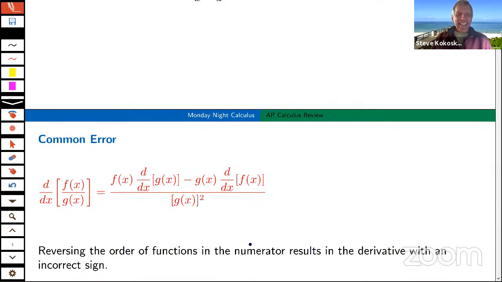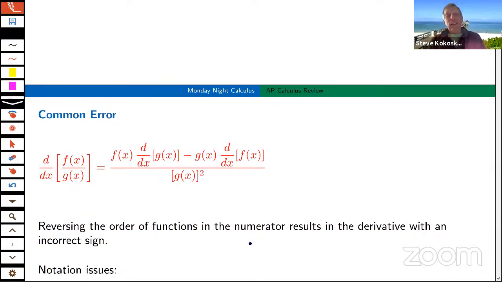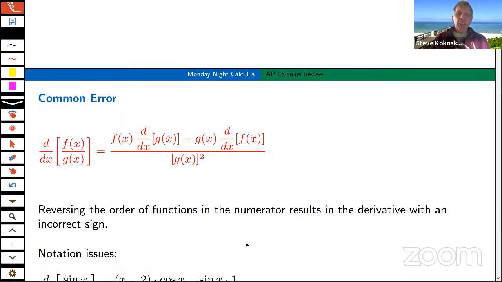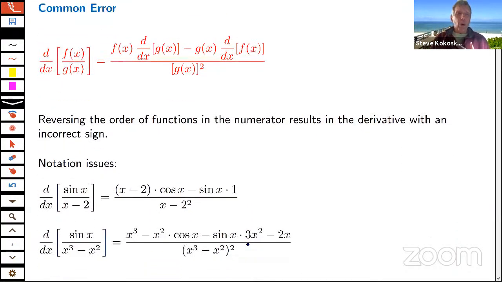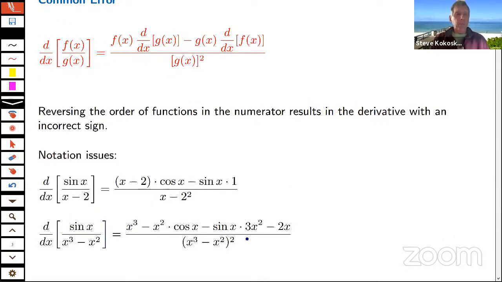All right. Well, what has happened here is that the terms in the numerator have been reversed. Okay. So in order to take the derivative of the left-hand side, indeed, you do have to use the quotient rule. But you have to make sure that the terms in the numerator are indeed in the correct order. Now, there are some other notational issues that have come up recently with this quotient rule, and I want to show you 2 of them.